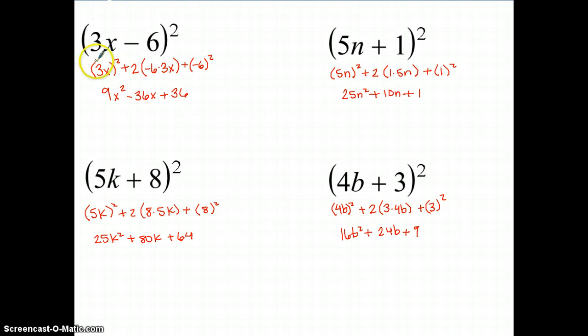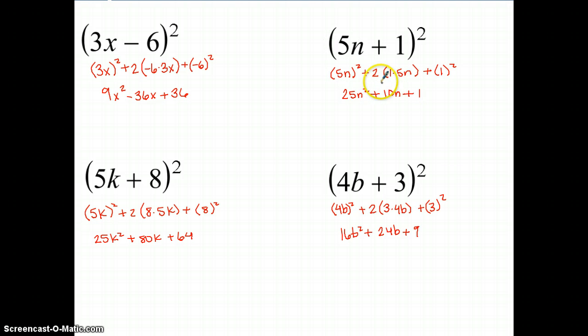For the first, you should have taken your first term, which is 3x, and squared it. From there, you should have added 2 times the 2 multiplied together. Here I have a negative 6 times positive 3x. From there, your last term, you should have added the last term, which is negative 6 squared. So notice, when I multiply, my negative 6 squared ended up being a positive 36, and this middle term was negative.